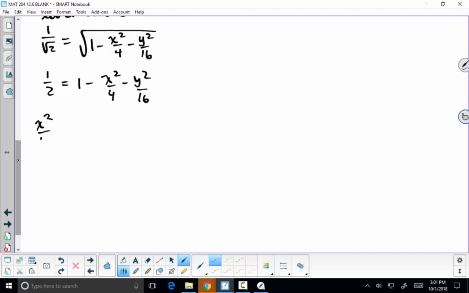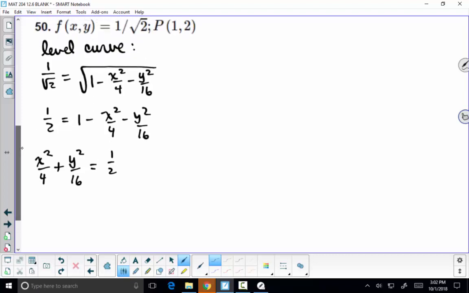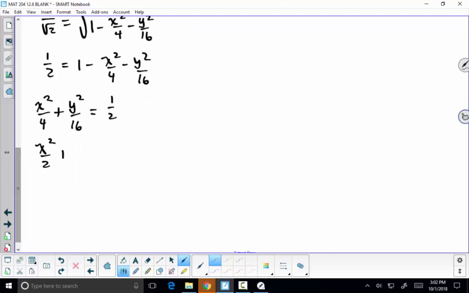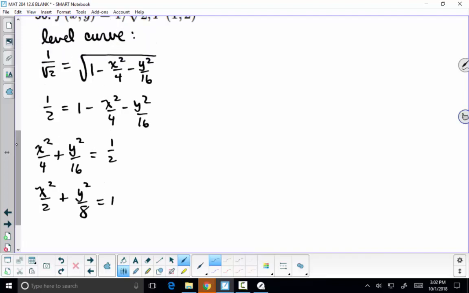x squared over 4 plus y squared over 16 equals 1/2. Can you go back up just a little bit? Sure. All right, so there's the level curve. That's a curve in the xy plane. Multiply everything by 2 to put it in standard form. So the standard form of an ellipse would be x squared over 2 plus y squared over 8 equals 1. That's the curve we're looking at.